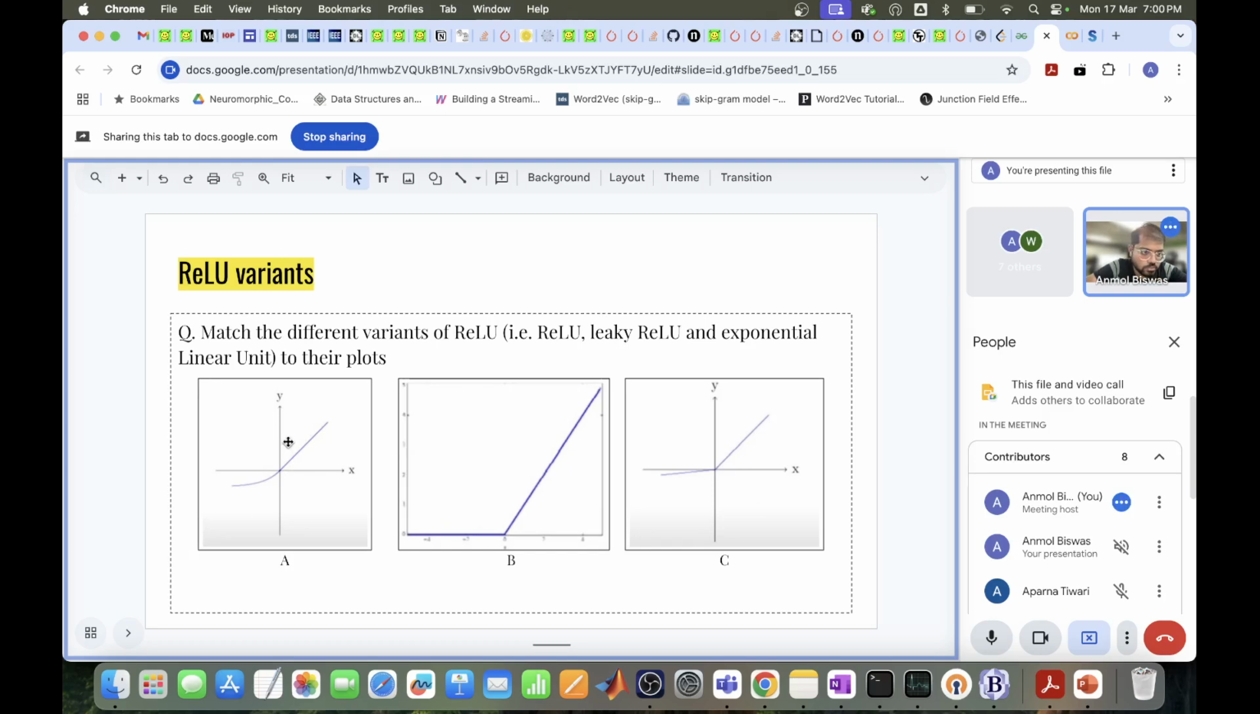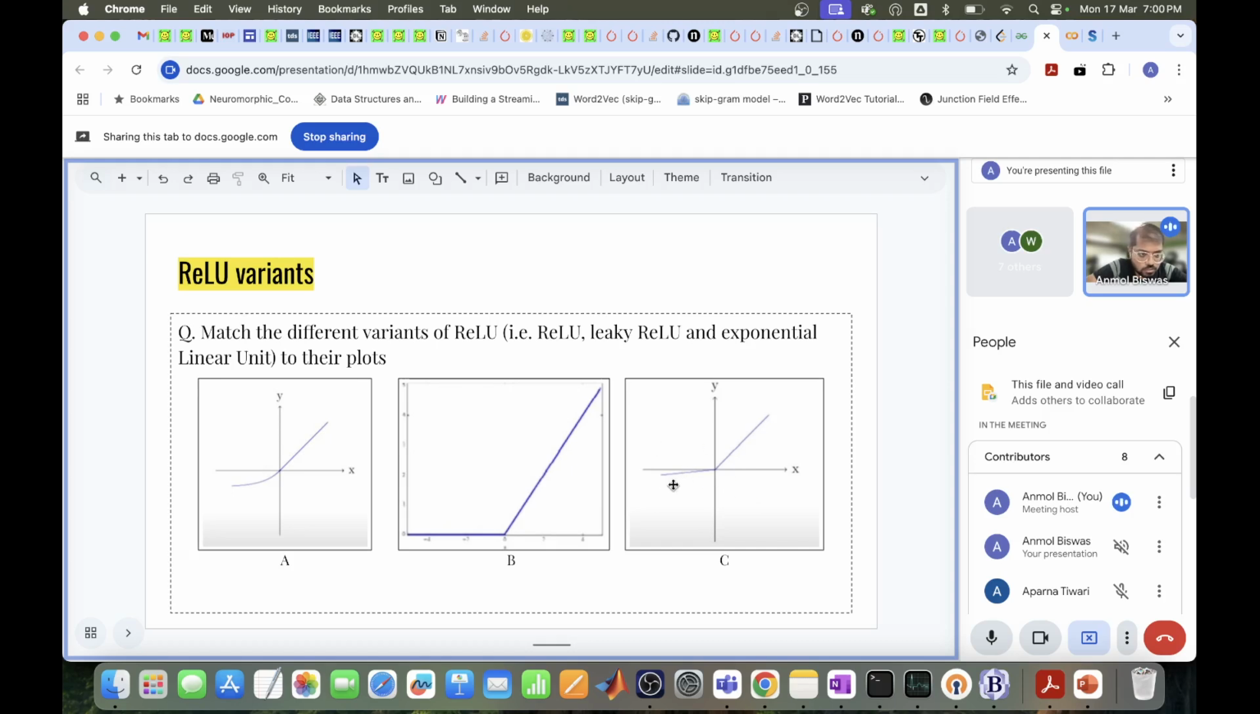So we do e to the power of x minus 1, you get this curve, and then on the positive side, you extend it in a linear fashion, right? So on the positive side, you just have y equals x. So this is the exponential linear unit, and then this final thing over here, option C, is nothing but leaky, right?